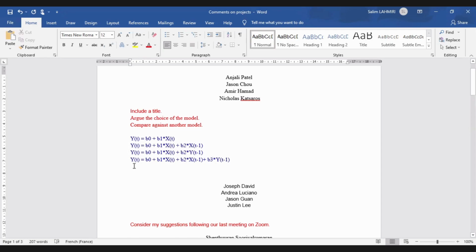You regress y at time t on a constant plus beta 1 x at time t, beta 2 x at time t minus 1, plus beta 3 y at time t minus 1: one lagged value of x, and one lagged value of y. Okay? Okay, perfect. Thank you very much. Is that clear? Yes, yes.